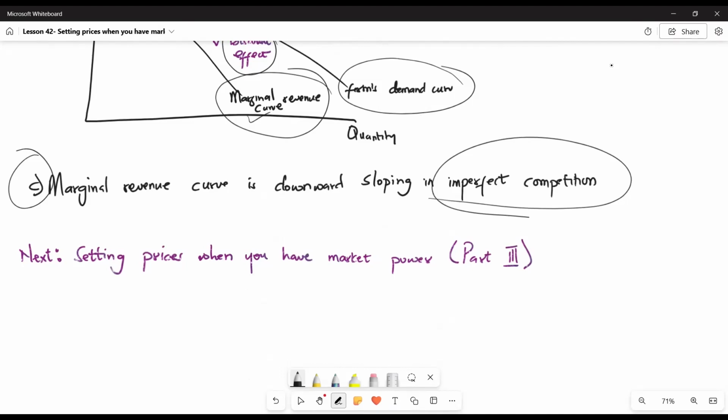So this is all that we have on the second part of our lesson on setting prices when you have market power. Our next lesson is going to be on the third part of the same topic.